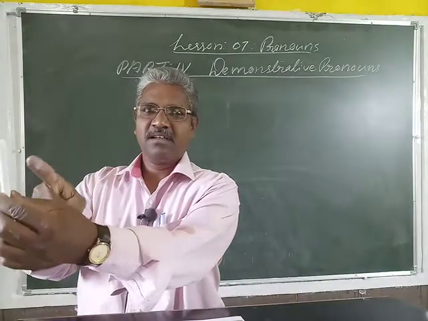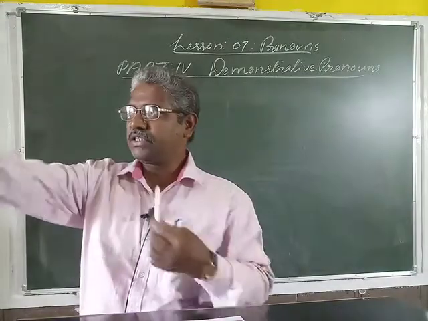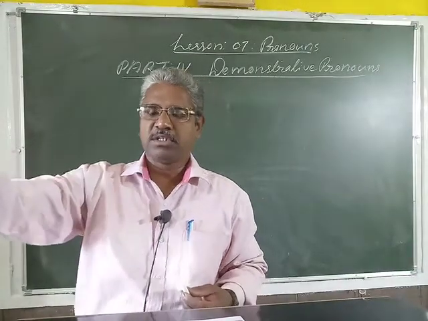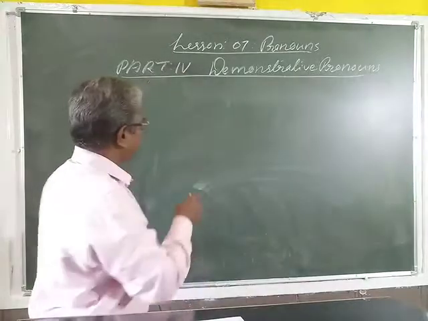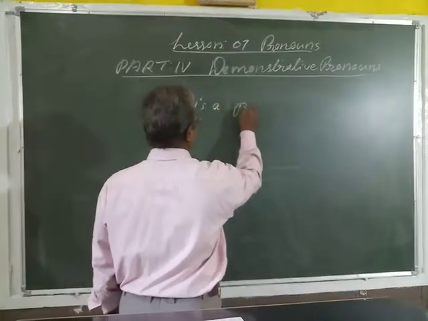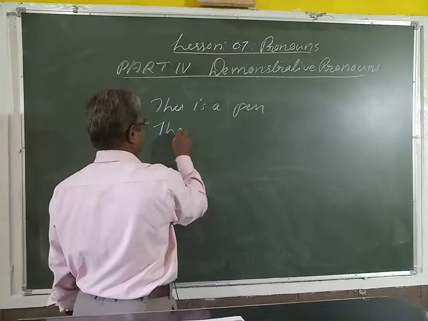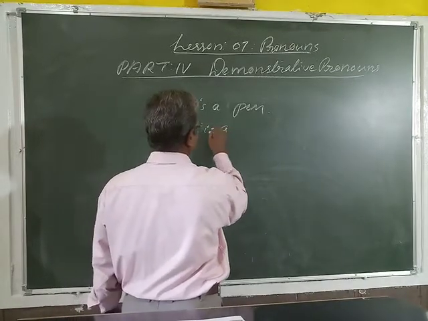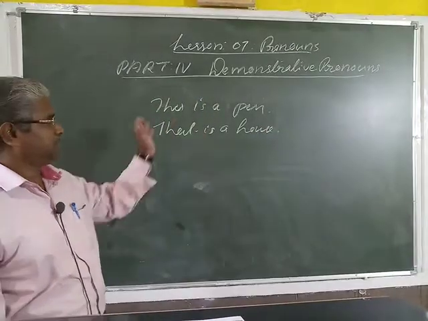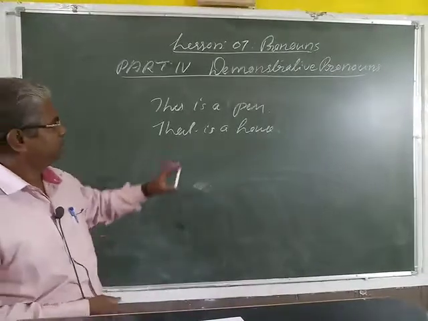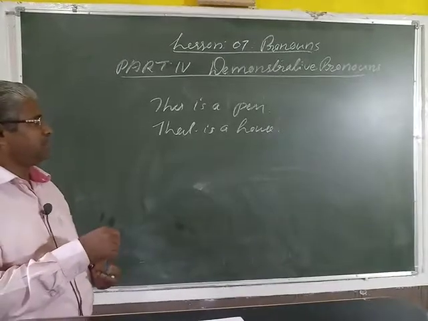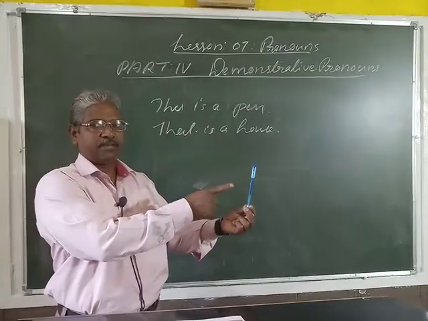This is a chalk. But that is a house. That points out the house. House is the object in the sentence. So I will write it. For example, this is a pen. That is a house. Sorry, this is a pen. This is a pen.